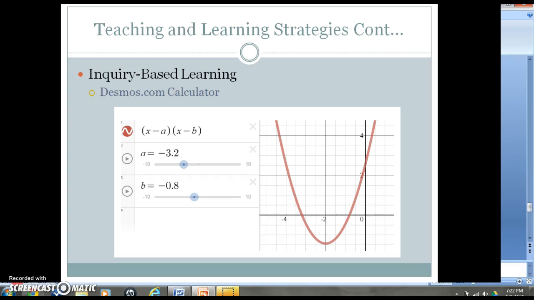Inquiry-based learning will also be used during this unit. It'll be used in the form of Desmos.com's online calculator. As you can see, I have a graph, x minus a times x minus b, graphed on Desmos. What the students will be allowed to do is move the slider back and forth, changing the values of a and b. When they do that, it'll appear different on the graph. Students will then ask questions, discuss with people around them, and formulate ideas about what they see.